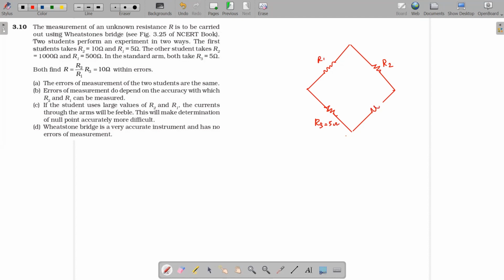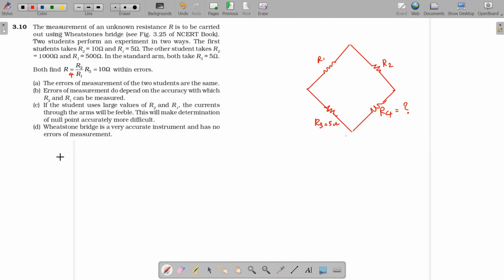And this is called R4. This R4 is to be calculated. And they have found that this R4, when they calculate, is found to be 10 ohm. Anyway, we'll see the sum. The standard resistance, that is the third resistance 5 ohm, both use the same value.